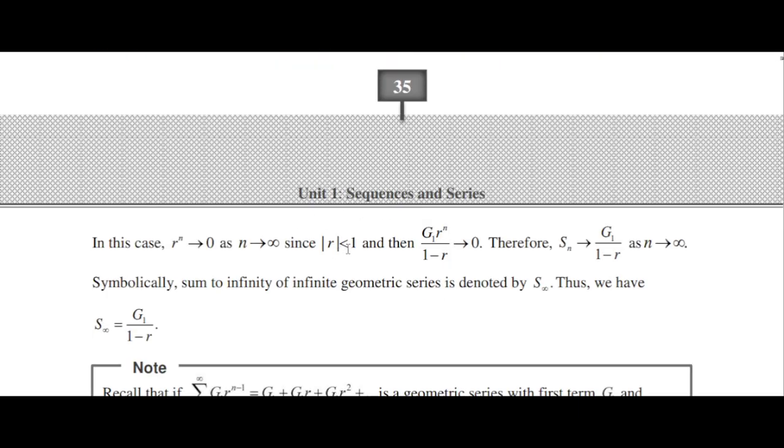Since the absolute value of r is less than 1, g1 r to the power of n over 1 minus r approaches 0. Therefore, Sn approaches g1 over 1 minus r as n approaches infinity. Symbolically, the sum to infinity of an infinite geometric series is denoted by S infinity. Thus, we have this formula.